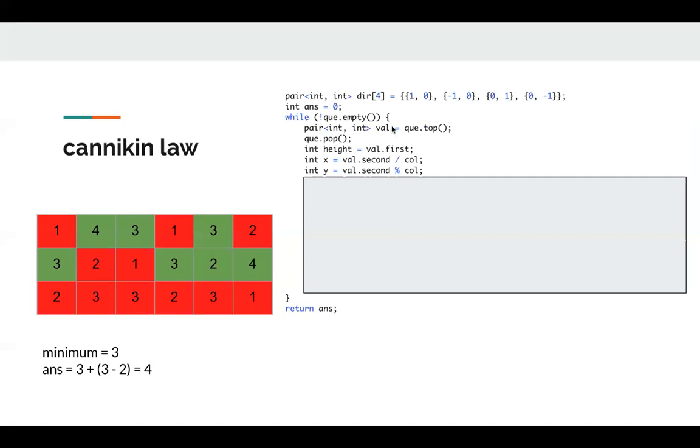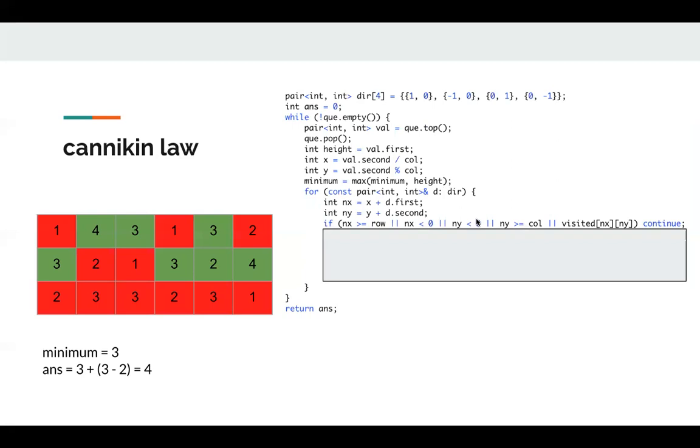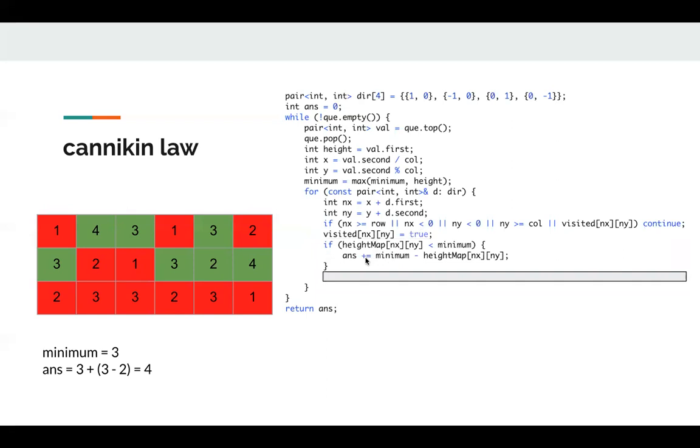So the code looks like this. Every time we get the top element of this queue, we convert the position into coordinates, and we want to update the minimum. Next, we will visit the 4 neighbors. As long as the position is valid and it has not been visited, we mark it as visited. Then we check if such a cell can keep some water and update our answer. At last, we just push this new cell to our priority queue.